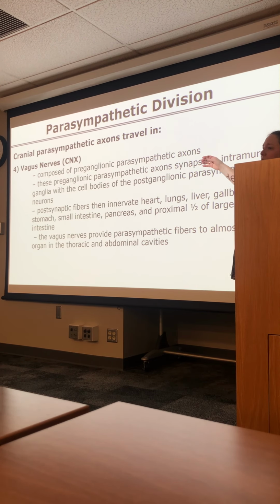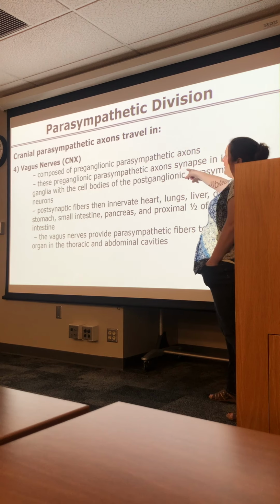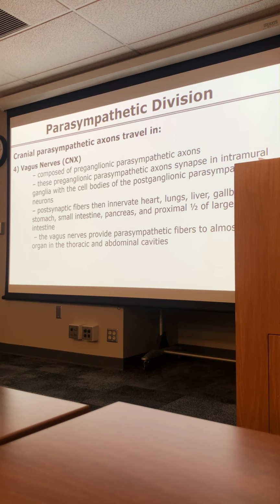Now, as they're traveling through the thorax, they're going to give off some of their axons to control things like the lungs and control the heart and so forth. But the rest of those vagus nerves will follow the esophagus down into the abdomen. And these axons, these preganglionic parasympathetic axons, will synapse in terminal ganglion known as intramural ganglion with the cell bodies of the postganglionic parasympathetic neurons. So the vagus nerve ends up at terminal ganglia that don't have specific names. They're just called intramural ones because they're in the wall of the organ being innervated.